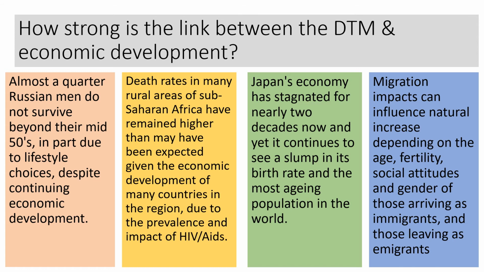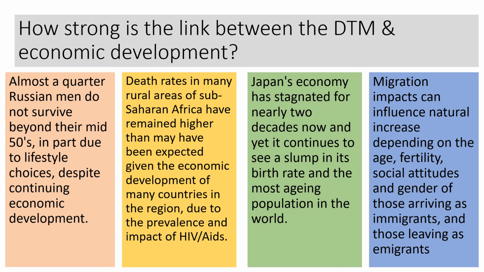It says in part that's due to lifestyle choices. A lot of men drink a lot of alcohol, especially vodka, which is obviously a poison. It's one of the reasons why they die young. So that doesn't really fit the model because they should be in stage 3, yet the death rate is actually quite high. Let's look at the next one.